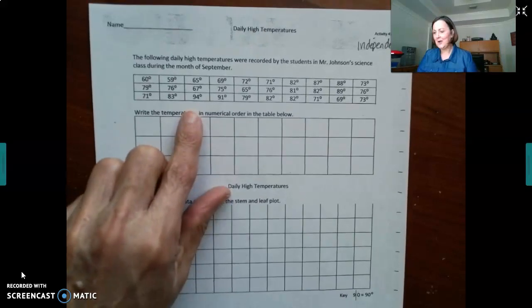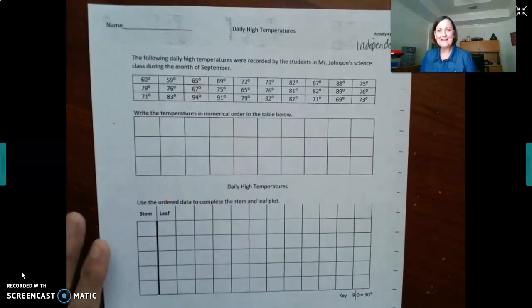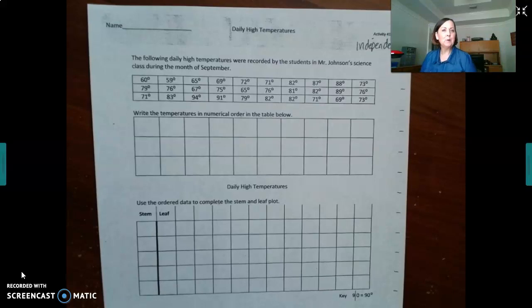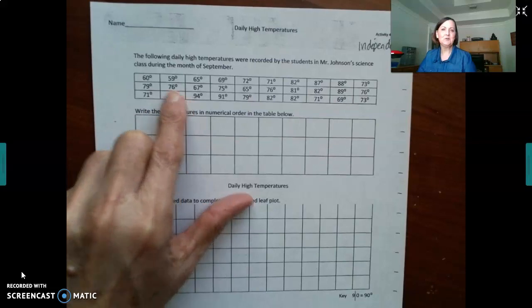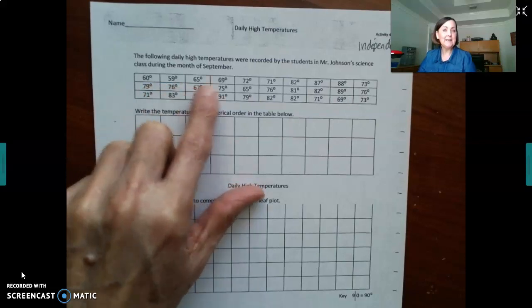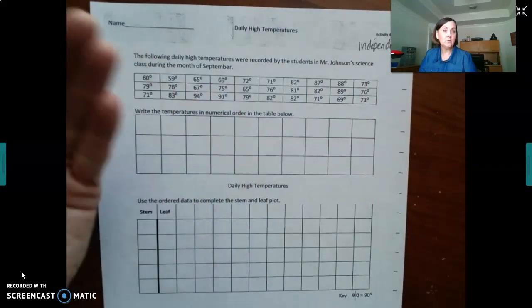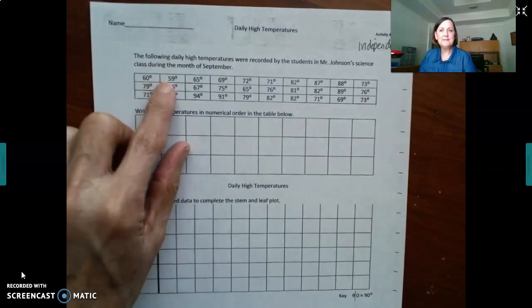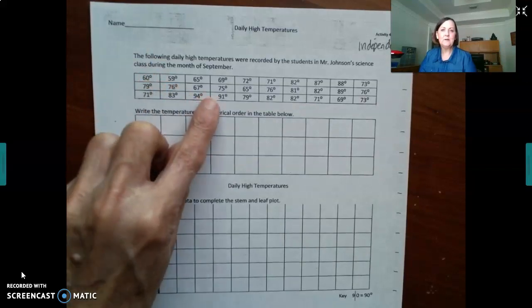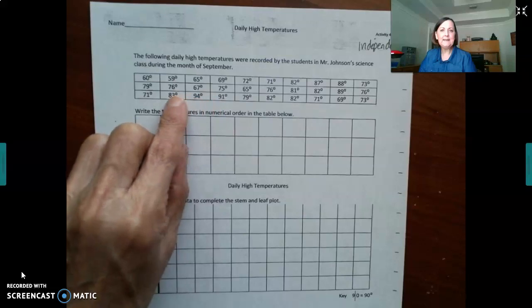All right, at the top, we have the following daily high temperatures that were recorded by the students in, let's say, Miss Ivory's or Miss Gorgoni's science class during the month of September. So here are the recorded temperatures, and you can see that they're not in any order, just in the order that they occurred. So we have 60s, 59, we have 90s, and 80s.